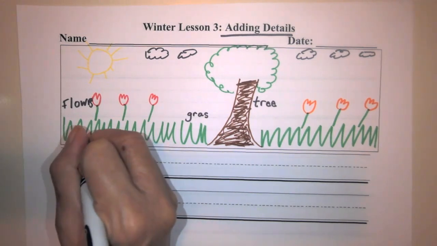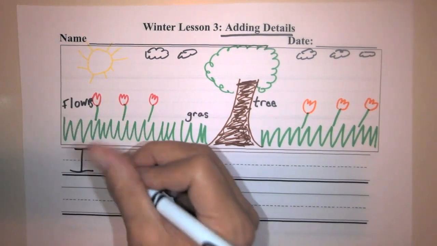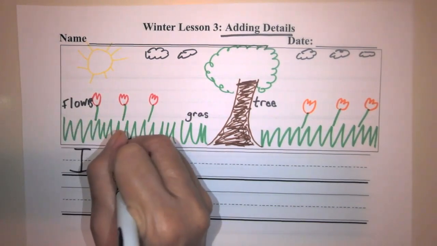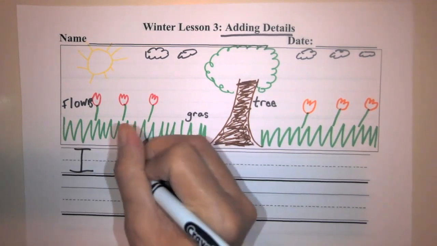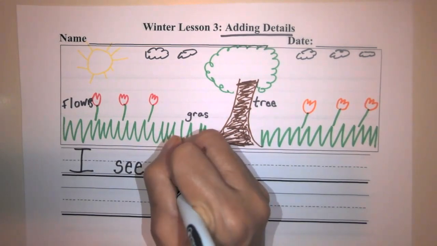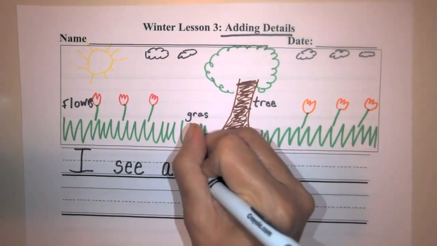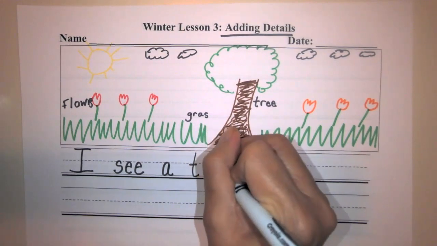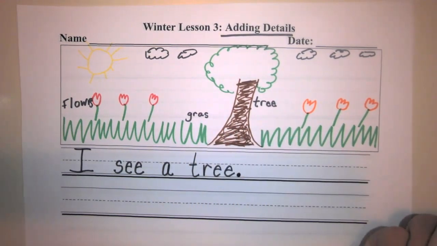So I know my first word is going to be capitalized, that first letter. I see, and I know see is a sight word, so I know how to spell the word see. I see a. And then of course I put it in my label. I know how to spell the word tree. And then I don't want to forget my big fat period.